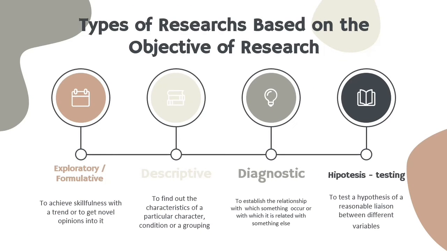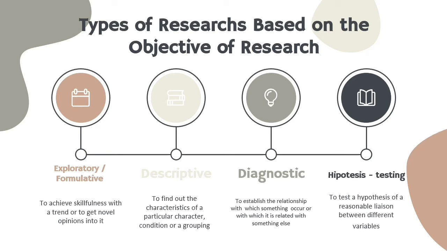I will explain a bit about the types of research based on the objective of research. The first is exploratory or formulative. This is to achieve familiarity with a trend or to get novel opinions into it. The second is descriptive type. It is to find out the characteristics of a particular individual, condition, or a group.